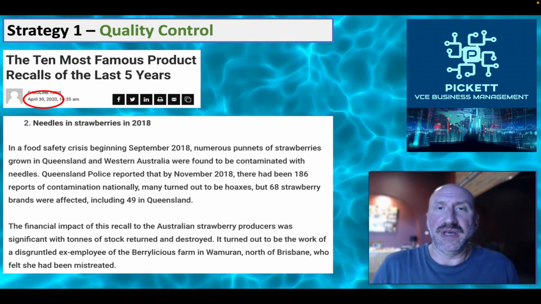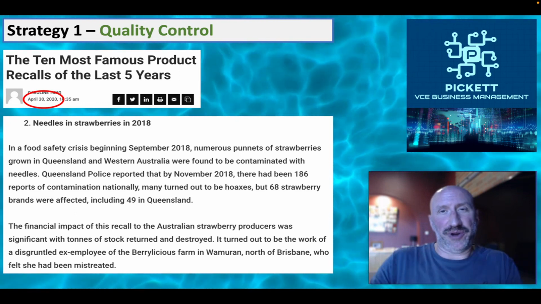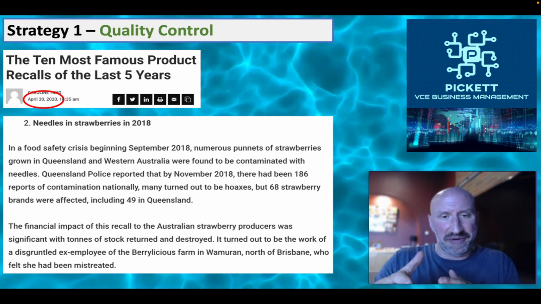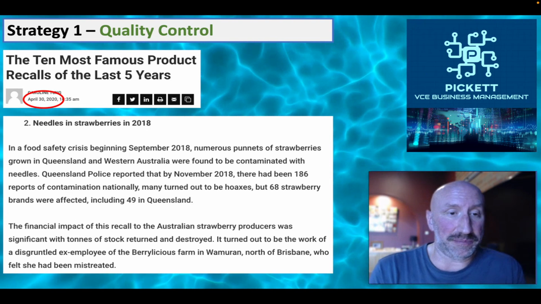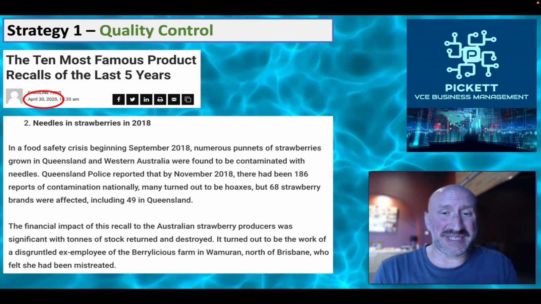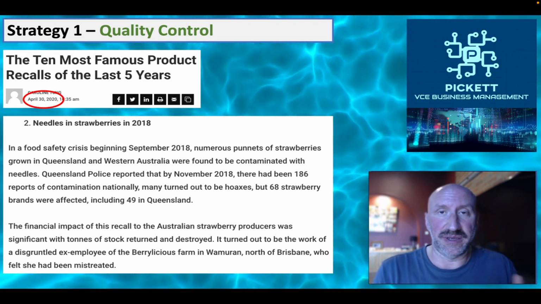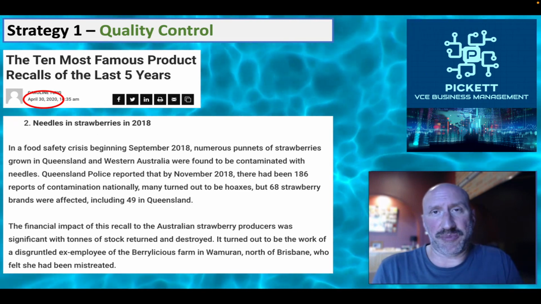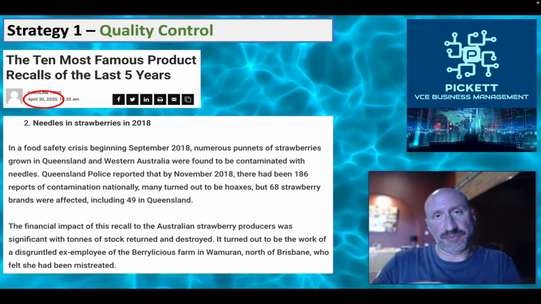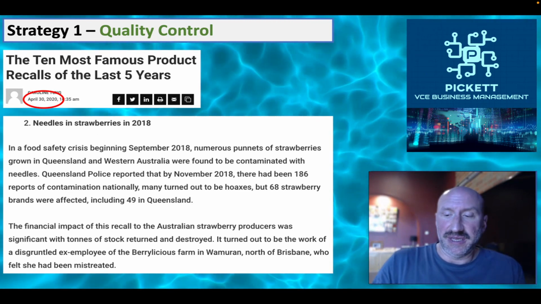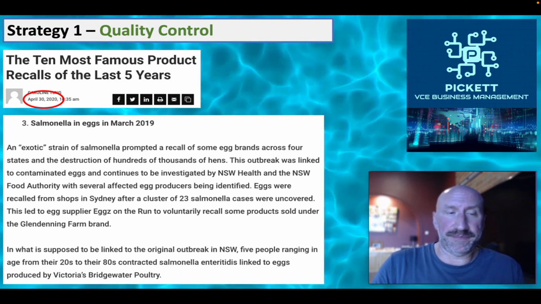I think at first they weren't sure how widespread it was. They kind of recalled all of them and then narrowed it down to this one particular farm. But you can see it affected 68 strawberry brands, 49 in Queens, but 68 strawberry brands because each farm obviously supplies to different businesses. So that was a pretty key one.